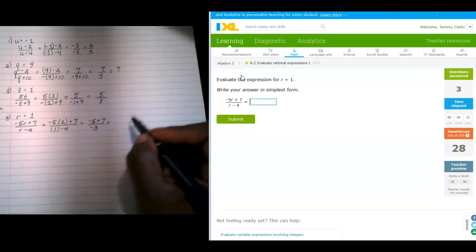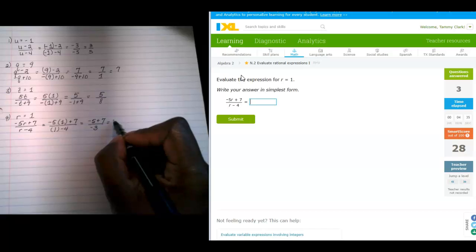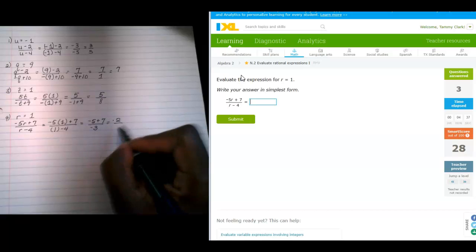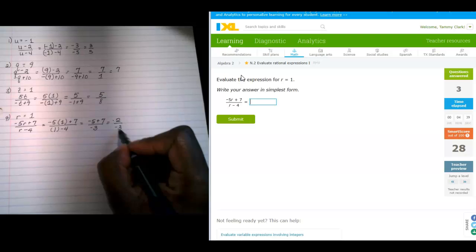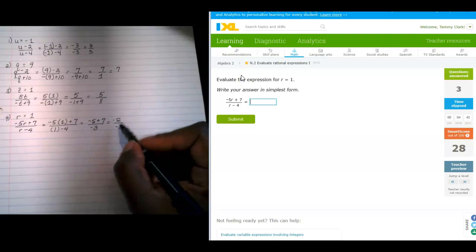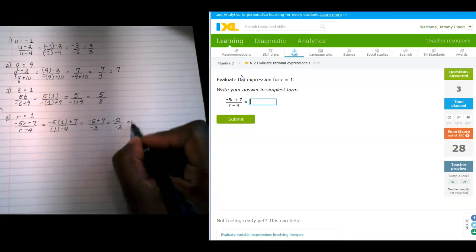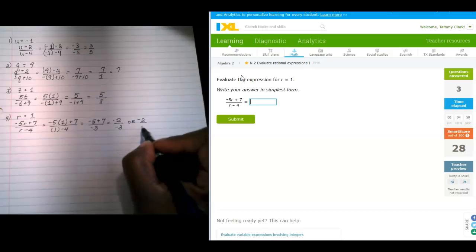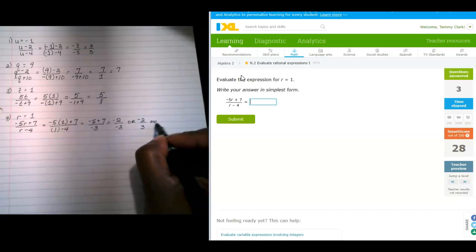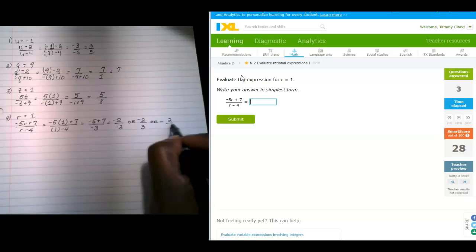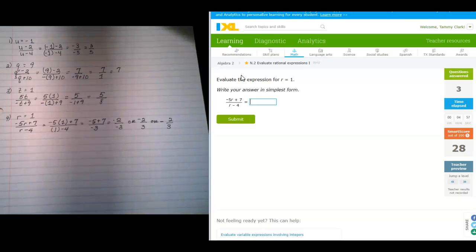Now hopefully you realize that we are using PEMDAS a lot, and we have to, because if we don't, we'll get a wrong answer. So we've got +2 over -3. You could write it this way, you could write it this way, or you could write it this way. All three of those are perfectly fine.